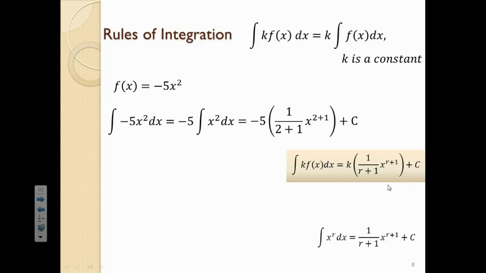So now, to finish the problem, we just do the simple math with this. This becomes minus 5 times 1/3 x cubed. And of course, that's going to be minus 5/3 x cubed plus c. Again, remember the plus c at the end.